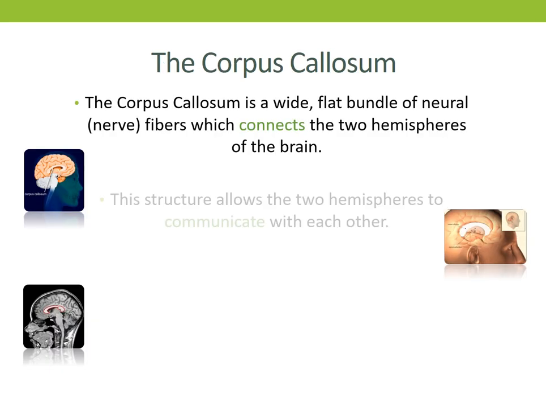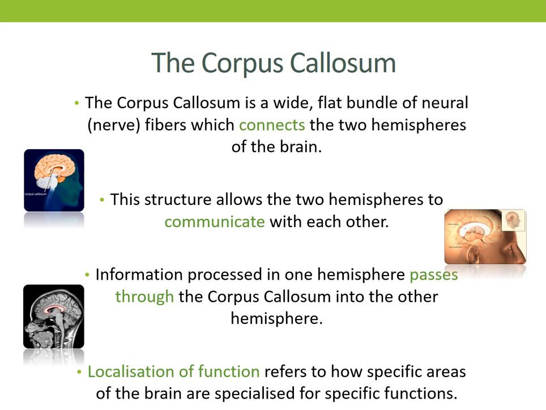So your corpus callosum, as I said, is this wide, flat bundle of neural fibres, or nerve fibres, that connects the two hemispheres together and allows the left and the right to communicate with each other. So anything that happens in the left hemisphere can be passed to the right hemisphere through the corpus callosum, and vice versa. We've got a couple of terms when it comes to functions of the brain. Lateralization of function is saying that something is more dominant in one hemisphere, so language is more dominant in the left hemisphere.